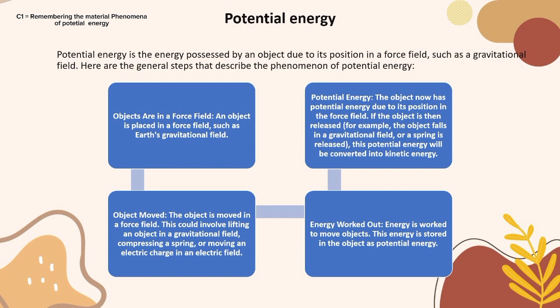And the last, potential energy. The object now has potential energy due to its position in the force field. If the object is then released, for example, the object falls in a gravitational field or a spring is released, this potential energy will be converted into kinetic energy.